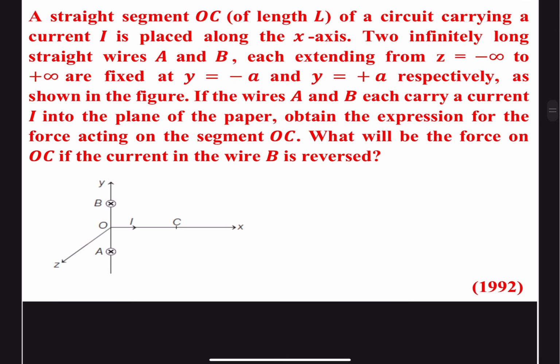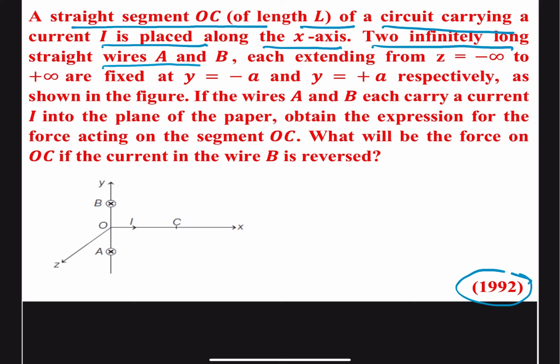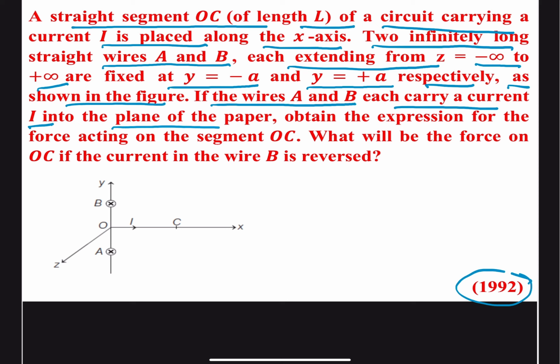Next question. It was asked in the year 1992, and it says that a straight segment OC of length L of a circuit carrying a current I is placed along x-axis. Two infinitely long straight wires A and B, each extending from minus infinity to plus infinity, are fixed at y is equal to minus a and y is equal to plus a respectively, as shown in figure. If the wires A and B each carry a current I into the plane of the paper, obtain the expression for the force acting on the segment OC. What will be the force on OC if the current in the wire B is reversed?